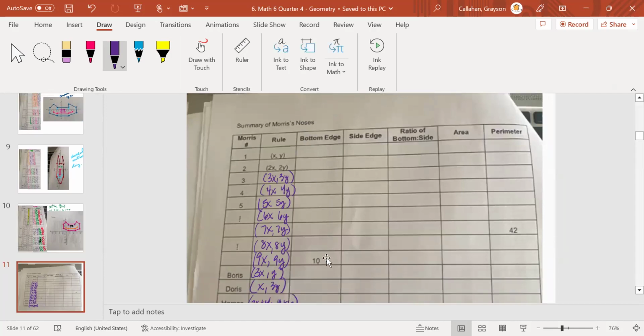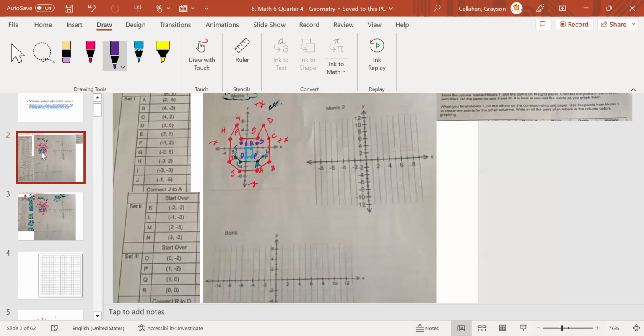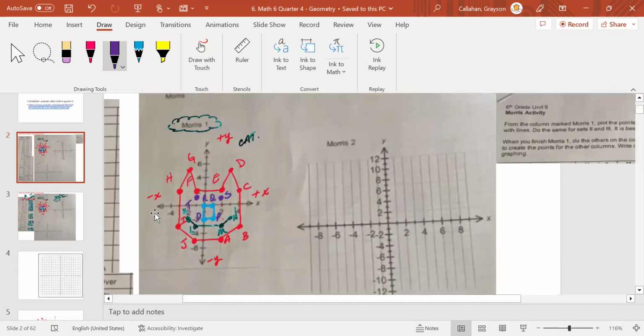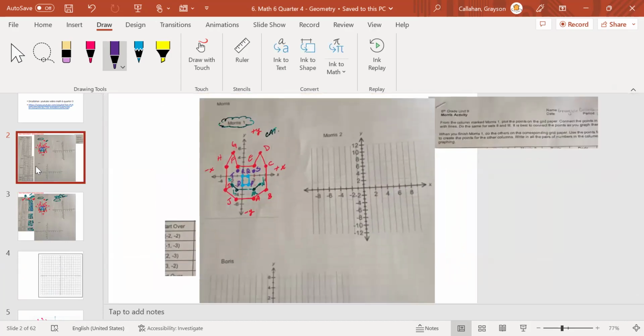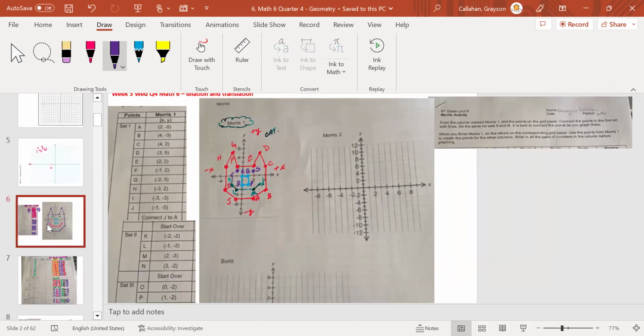Okay, so the bottom edge is 10. Do you see how it's like one larger? So I'm assuming this might be 3 and this is 2. Do you see that? Let's take a look at Morris 1. Morris 1, look at the bottom nose. Does it have 2 units? So find Morris 1. I can't tell. There's the nose, but I can't tell. That looks like it's 1 unit. Does it look like it's 1 unit? Well, look at the nose. Is it 1 unit? Then what about Morris 2?